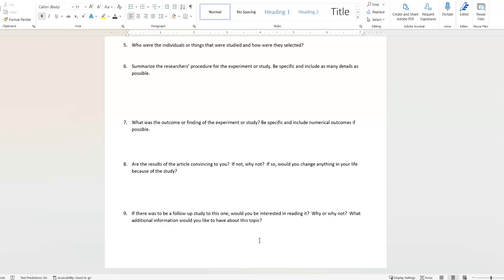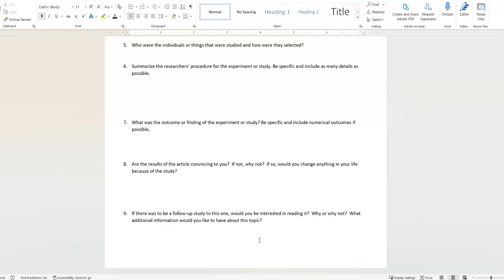And then this last one is, if there were a follow-up study, would you be interested in reading it? Why or why not? And for some people, that's just totally your opinion. So 8 and 9 are just your opinion, if you'd want to read something else about that or not, or if there was additional information you'd like to have about this topic.